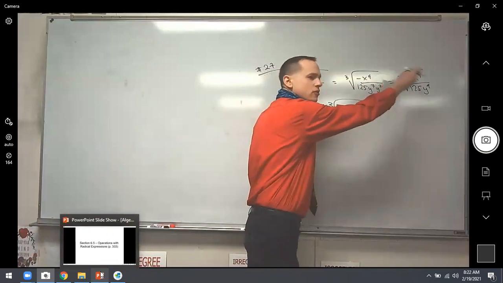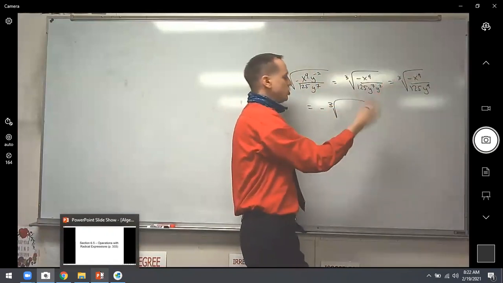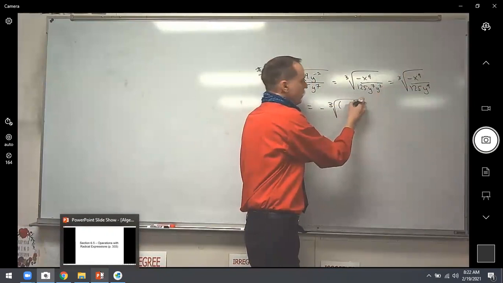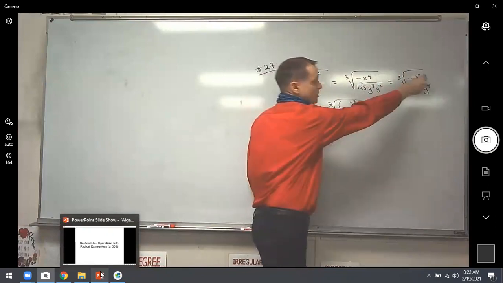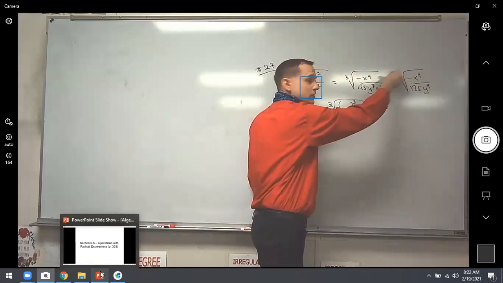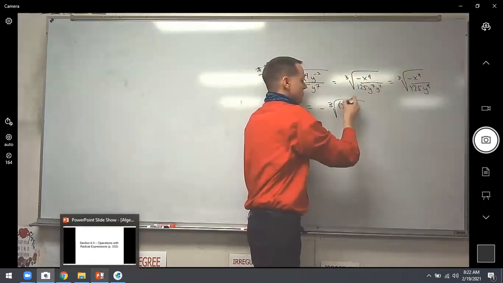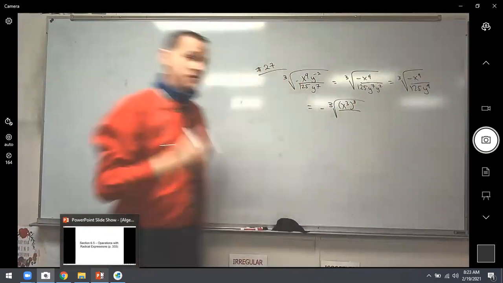We've got a cubic root of something, so I want to write these as cubes. Could you write x to the 9th as something cubed? Remember what the trick is? Take the exponent divided by the root, correct? And 9 divided by 3 is just 3. So yeah, I can write x to the 9th as something cubed.